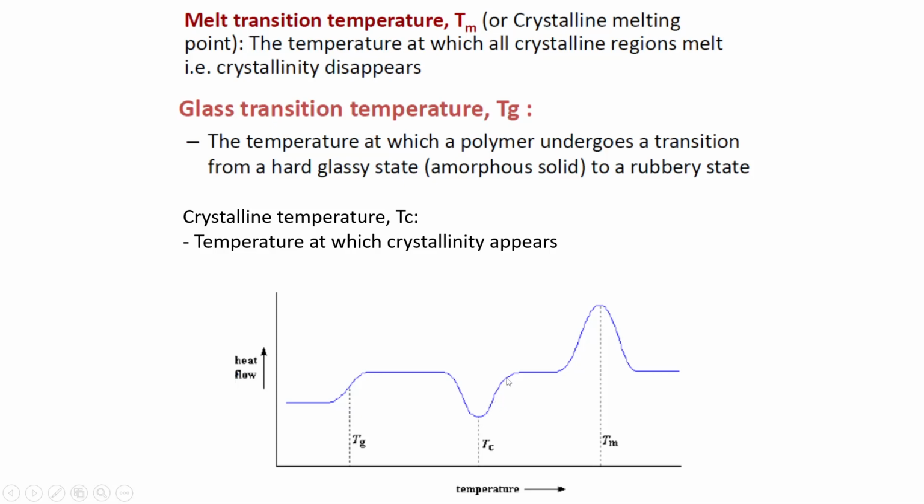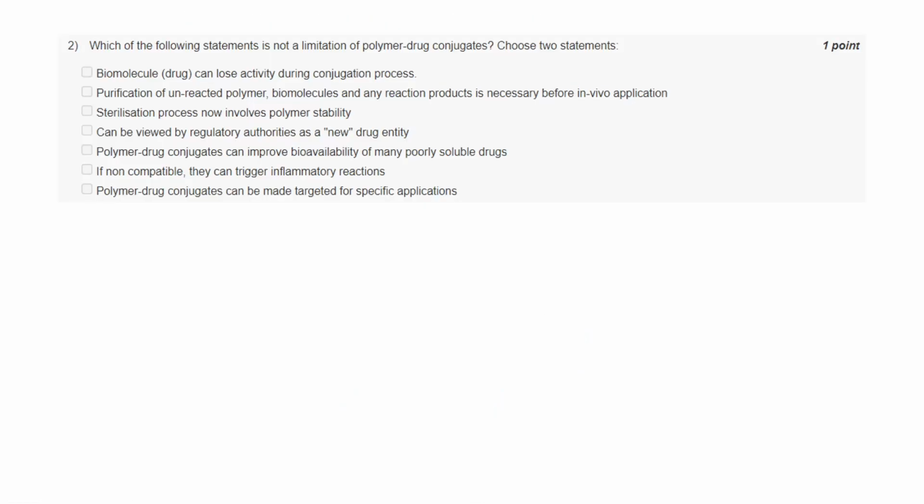Then if you still keep on further heating, increase the temperature of this polymer, it will then reach a stage where even the crystallinity will start disappearing. That is, it starts melting, and this is where all your chains will be melted, and that's the melt transition temperature. So if anybody ever asks you the order of these, it is always Tg is the lowest, followed by Tc, and Tm is the highest. So next, this is the question.